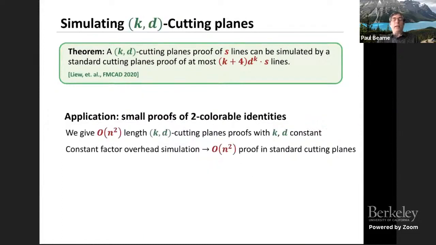So we get the 2-colorable identities by showing that we can get n squared length cutting planes proofs in this little bit of nonlinearity, where k and d are constant. d is 2 and k is, I don't know, 3 or 4. So with this constant overhead simulation, we get an n squared type size proof in standard cutting planes.